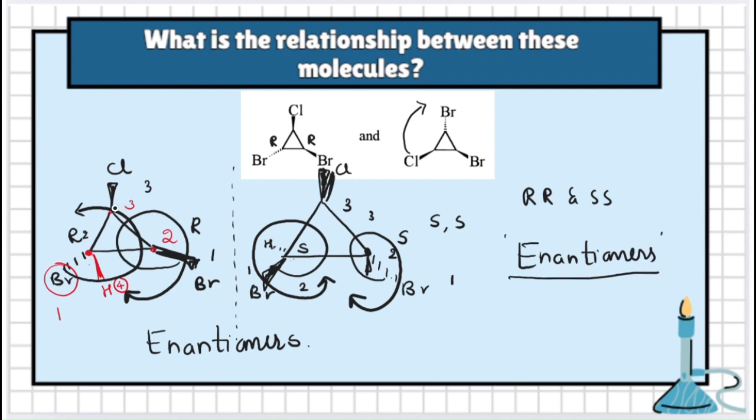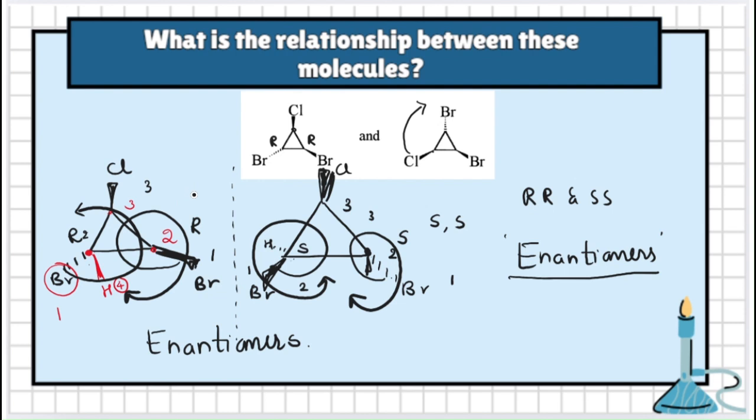And students, if you have observed, I did not do R and S configuration for this particular carbon. Why so? Because that particular carbon is not chiral. You see, there is a chlorine, but these two carbons are attached to the same atom, that is bromine. Therefore, we are not doing R and S configuration for this particular carbon.